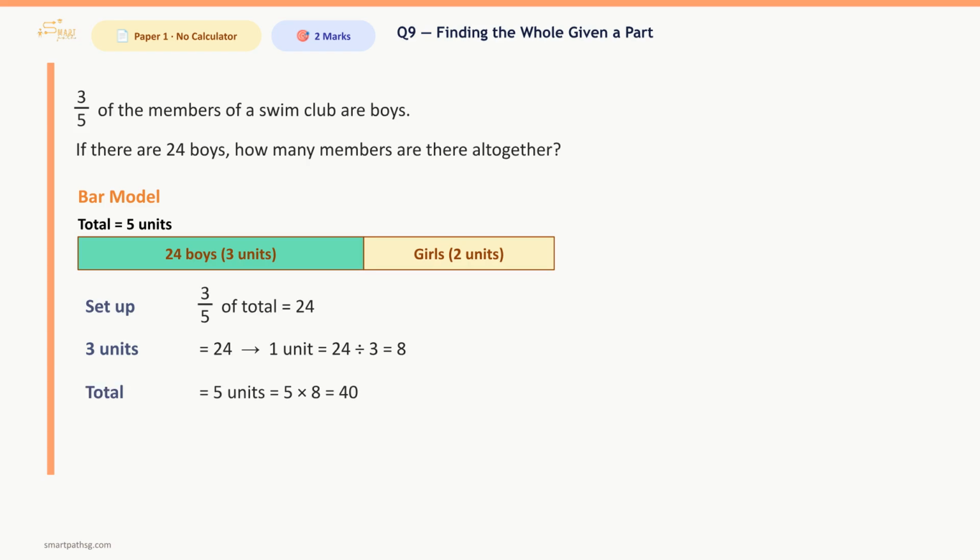The total number of members is 5 units, the denominator of the fraction. To find the total, we take the value of 1 unit, 8, and multiply it by 5. That gives us a total of 40 members altogether.